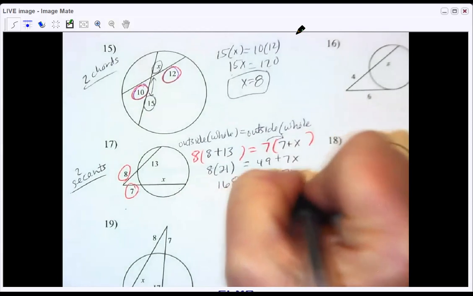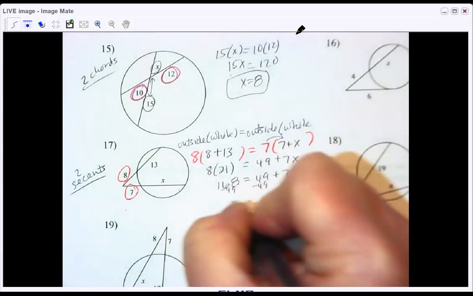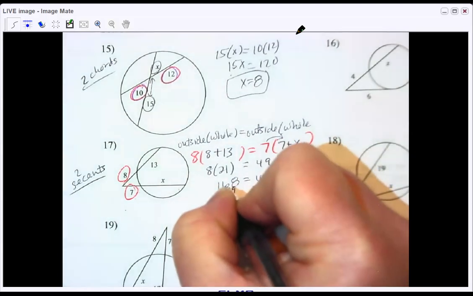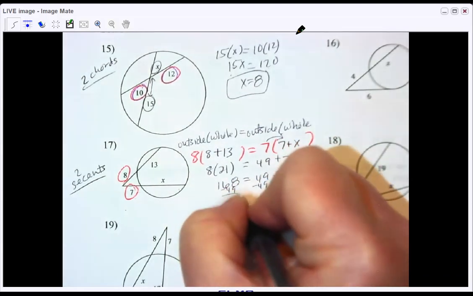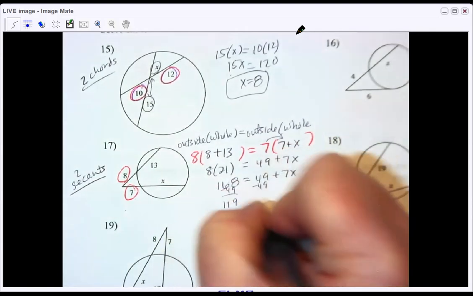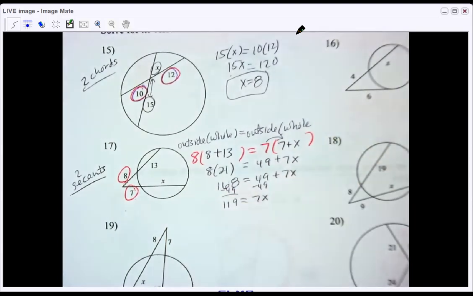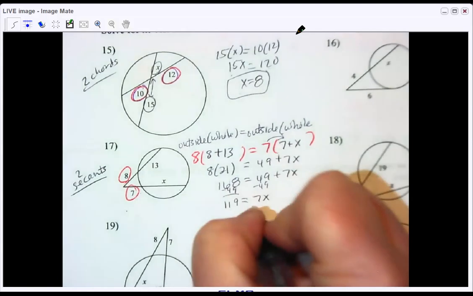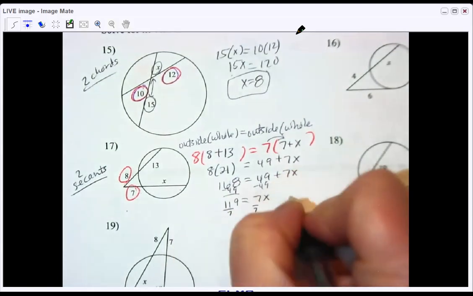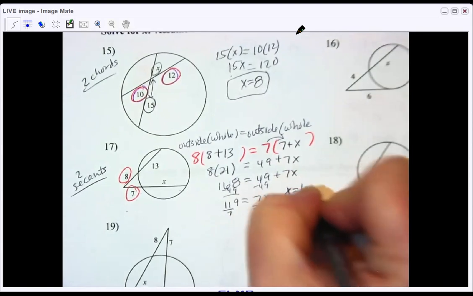49 plus 7x. So I'm going to subtract 49 on both sides. So I get 119 is equal to 7x. I'm dividing both sides by 7. We get x equals 17.